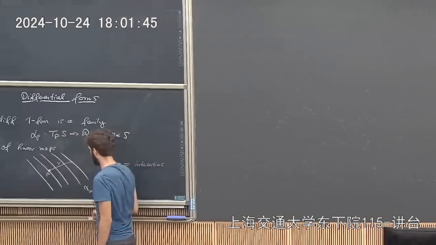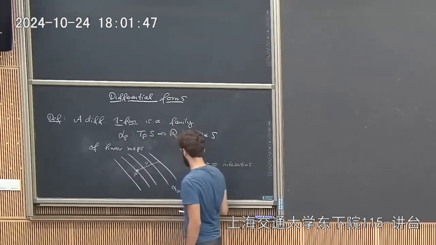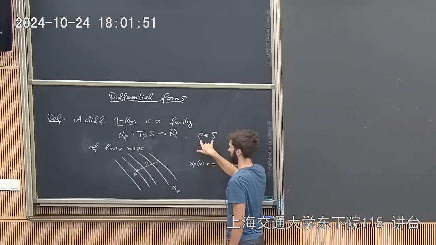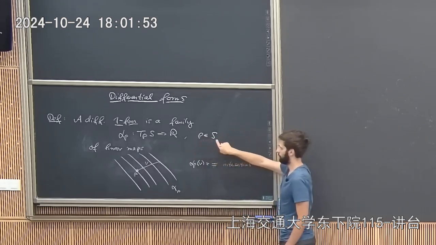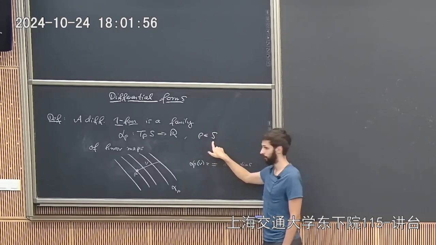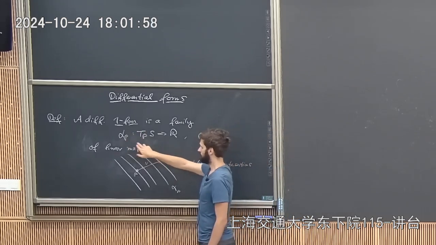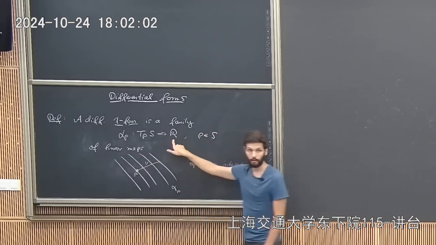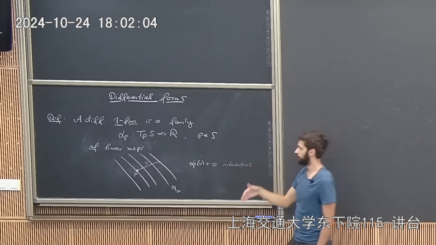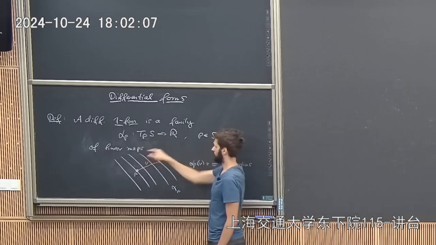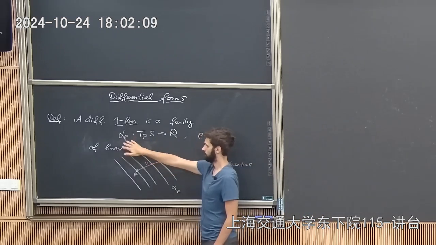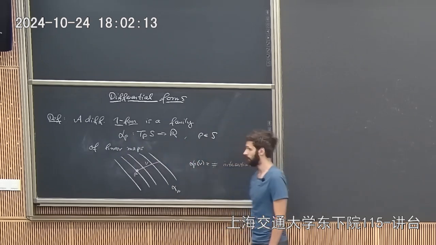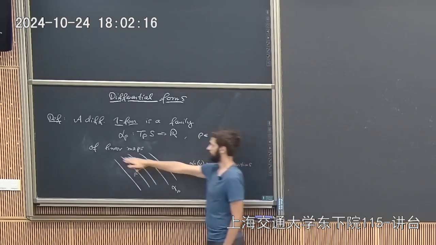A one-form is a family of linear maps, and the family is indexed by points of S. So what you get is a linear map for every point of your surface. It assigns to every tangent vector a number in such a way that it's linear. That means that if you scale the vector, then you also scale the number that you get. And if you add two vectors, then you also add the numbers that you get. So that's what linear means.